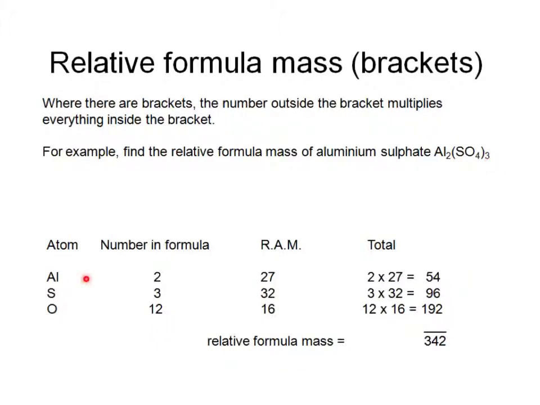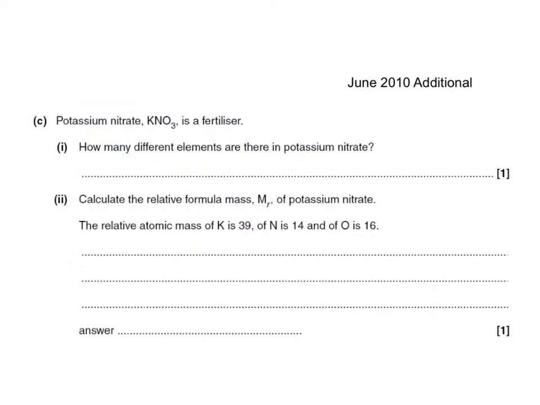So when we add up the relative formula mass of this, each of the aluminiums has a relative atomic mass of 27, so 2 27s are 54. There's 3 sulfurs, each weighing 32, so that's 96. And as we said, 3 lots of 4, 12 oxygens, 12 lots of 16 makes 192, so the whole formula works out at 342, the relative formula mass.